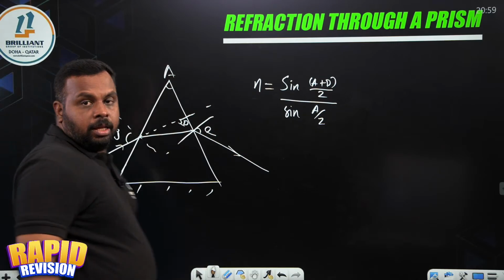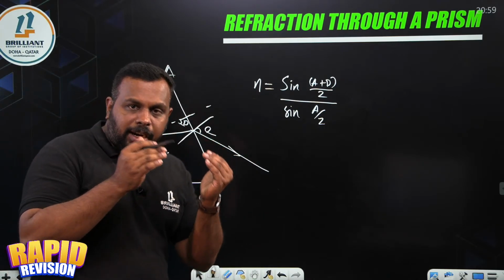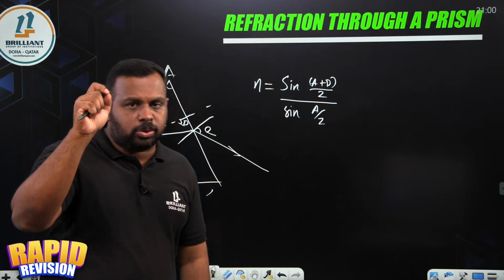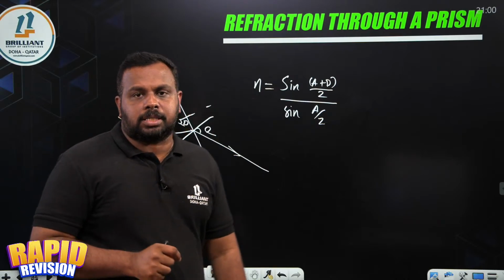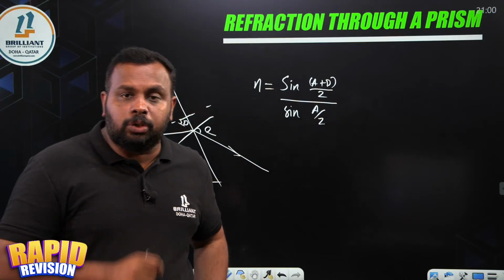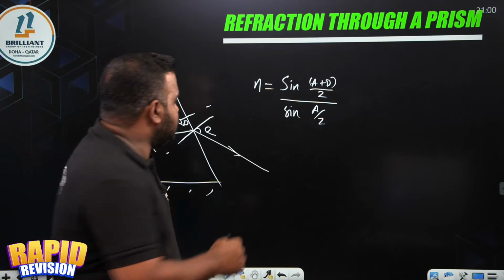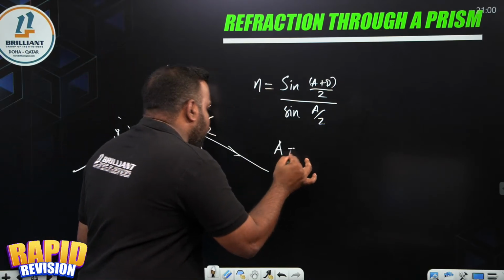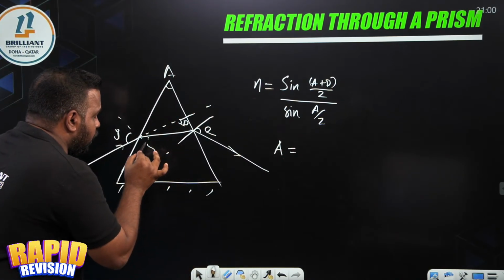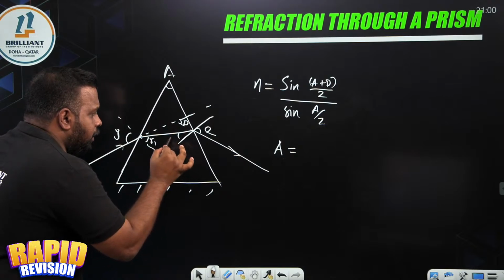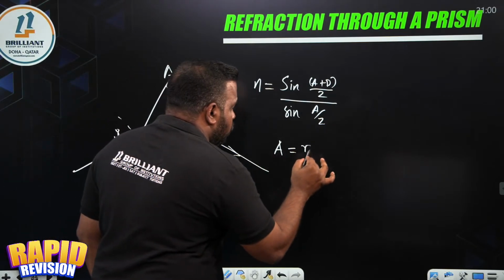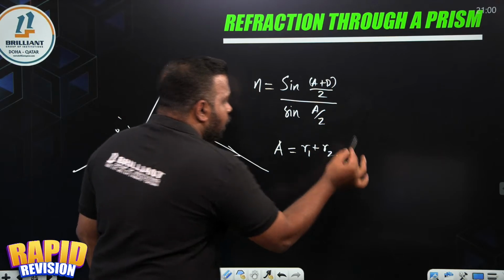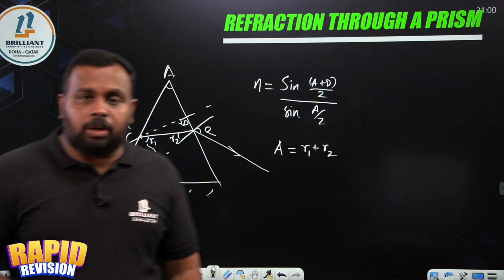This angle is A. Okay, and while studying this derivation, you have to study some more formulas that will help you in doing numericals. What is it? The relation between the angle of the prism and r1 and r2. This angle is r1 and this angle is r2. So A is equal to what? r1 plus r2. Another formula.